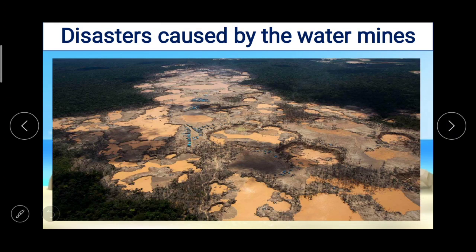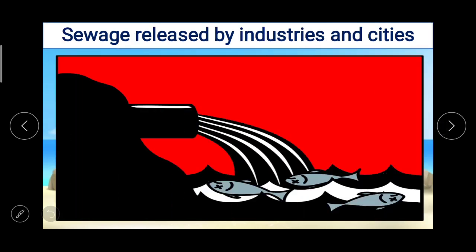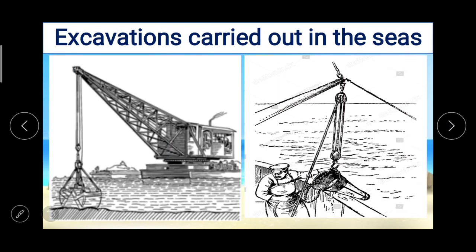Next one, disasters caused by the water mines. And the next one, sewage released by industries and cities, which is harmful because of its chemical nature or the chemical bodies present in that sewage. So the fish or all the water-related animals or life are also at very great risk from this. And then the excavations carried out in the seas. This is also one of the issues related to oceans.